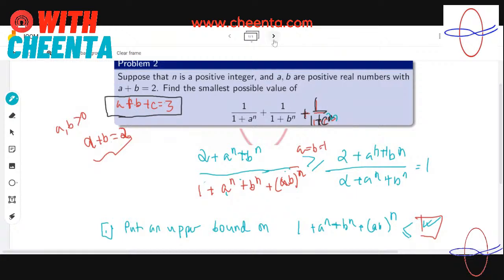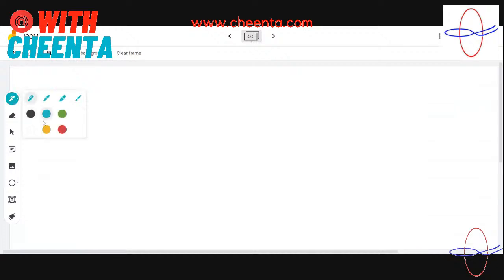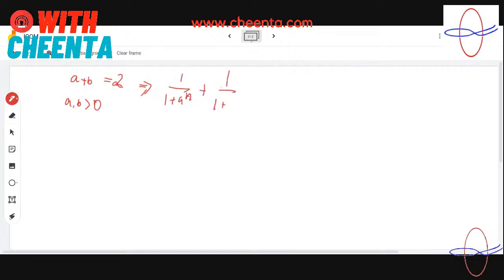So we will do the generalized one soon. The generalized problem is this: we have shown that if a plus b equals 2, with a, b greater than 0, then the minimum value of 1 by (1 plus a to the power n) plus 1 by (1 plus b to the power n) is 1, right? We have shown this. Now we are trying to find out for a plus b plus c equals 3.